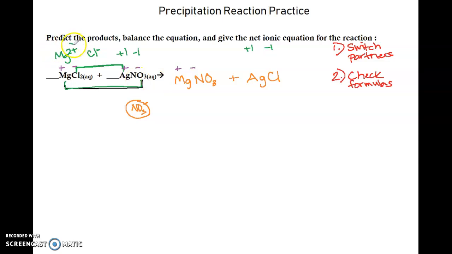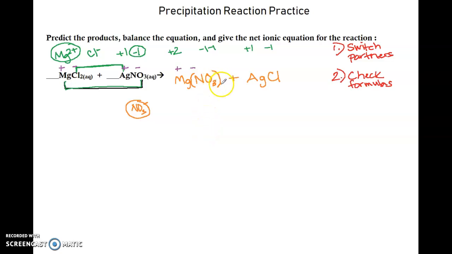Well, you can tell over here, we're already pointing out our problem. This is a -1. This is a +2. These do not add up to 0, and that's what we need. We need them to cancel out. So I need 2 of the -1s, right? It's -1, -1, that's -2, and that would add up to 0. So in order to do that, I need to put parentheses around my polyatomic ion.